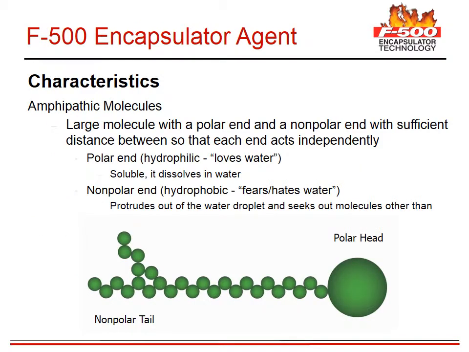The large F500 molecule is referred to as an amphipathic molecule, which has both a polar end that is hydrophilic or water-seeking, and a nonpolar end that is drawn to other like molecules such as hydrocarbons. The molecular weight of F500 is greater than 1,000 compared to a water droplet, which has a weight of 18. Because of F500's size, it is capable of having both a positive and negative end and able to act independently.